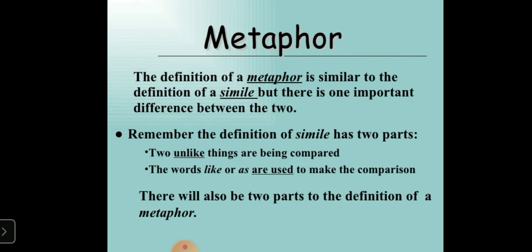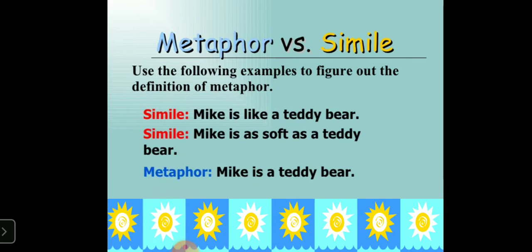There will also be two parts in the definition of metaphor. What are those? Just make it clear with this example. Mike is like a teddy bear. How can Mike be a teddy bear? Right? He is compared to that teddy bear. The person is compared to a teddy bear. How? Because Mike is as soft as a teddy bear, in other words. So he is compared by using "as" or "like".